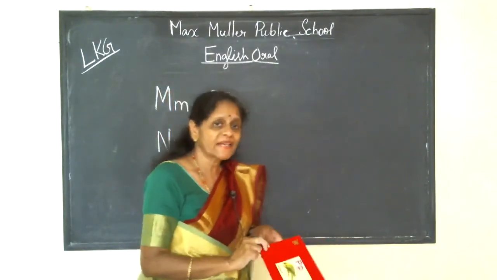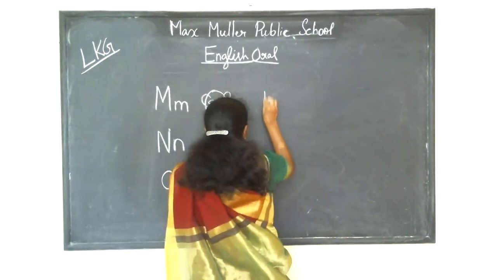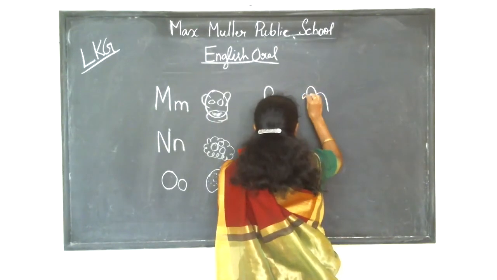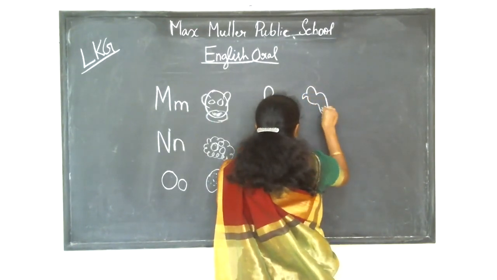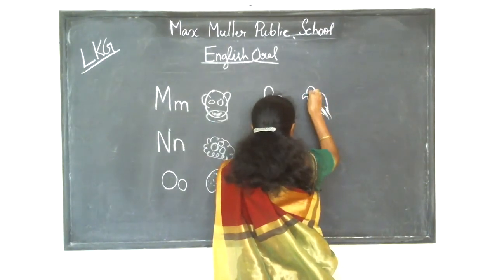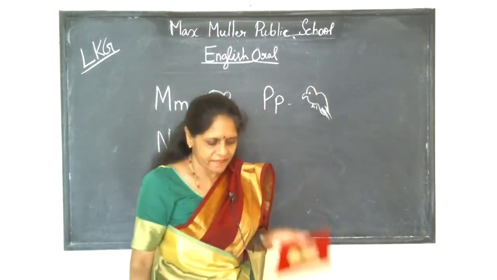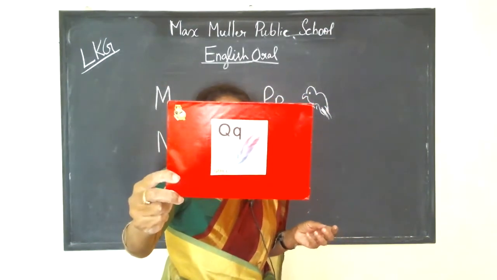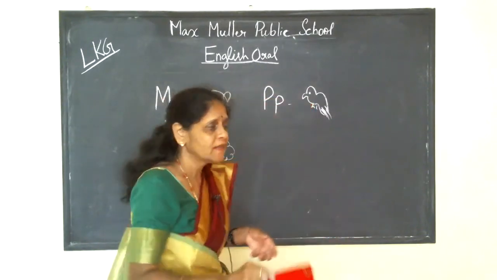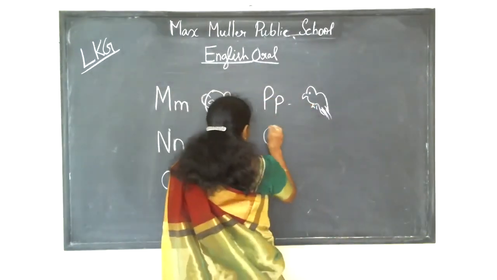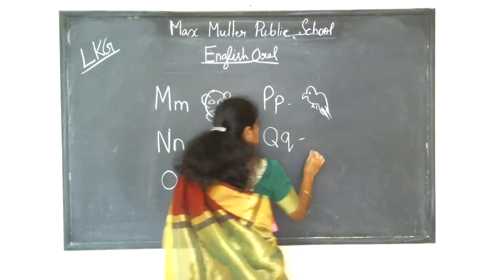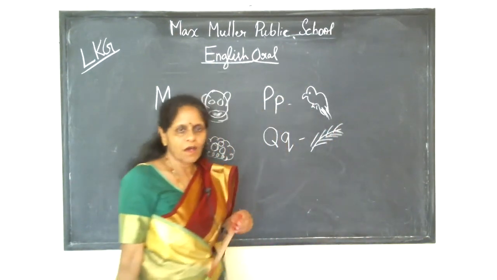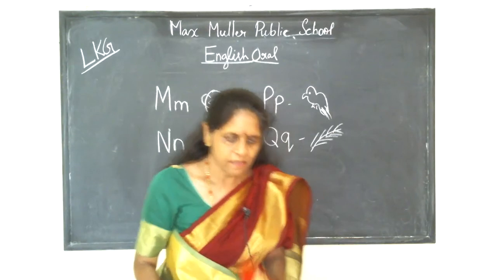P for parrot. Capital P, small p. P for parrot. Next. Capital Q, small q. Q for quill. Capital Q, small q. Q for quill. Now next.